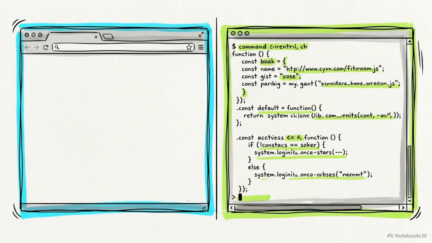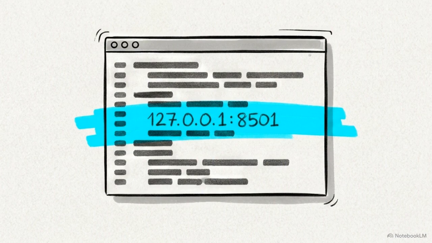Ideally, this automatically opens a web interface. If your browser stays blank, check that terminal window. Highlight the local IP address, like 127.0.0.1:8501. Copy it and paste directly into Chrome or Edge.